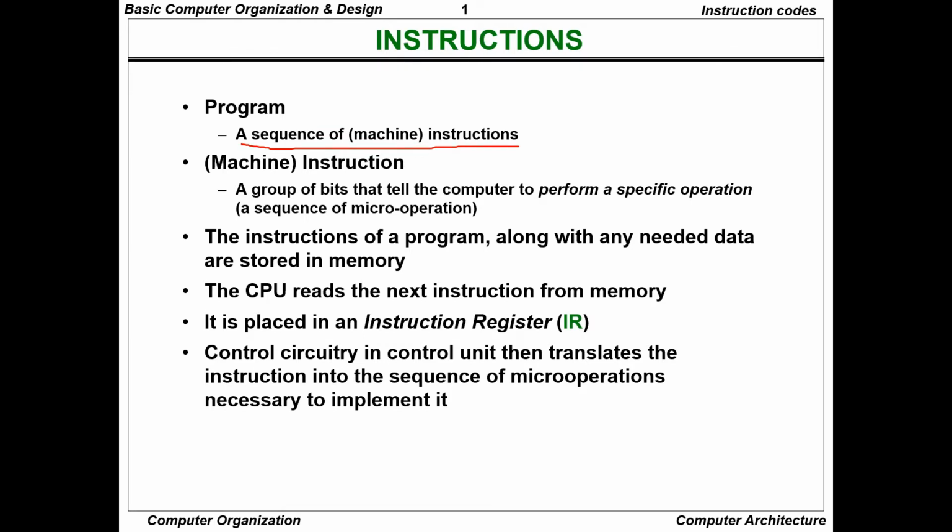So what is machine instruction then? A group of bits that tell the computer to perform a specific operation. So this group of bits tells the computer to do this or to do that. So to do the specific operation. So what operation is it? It can be a sequence of micro operations.